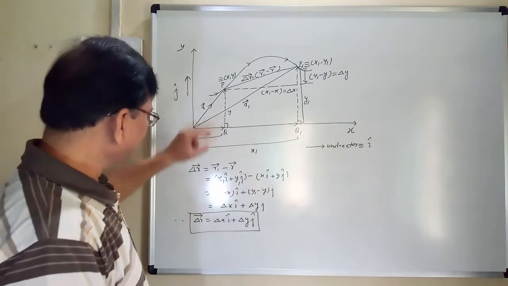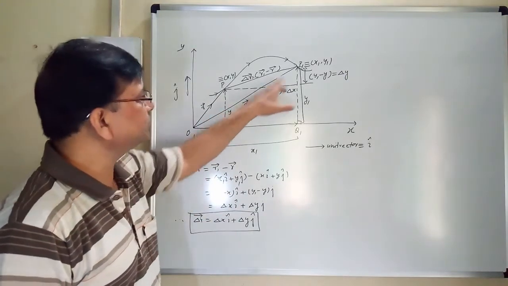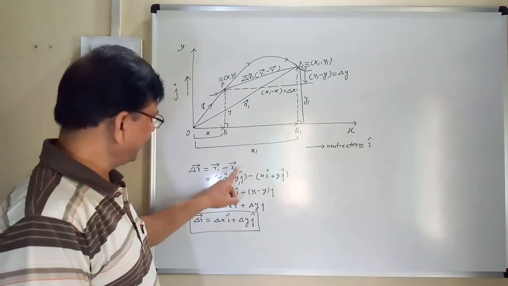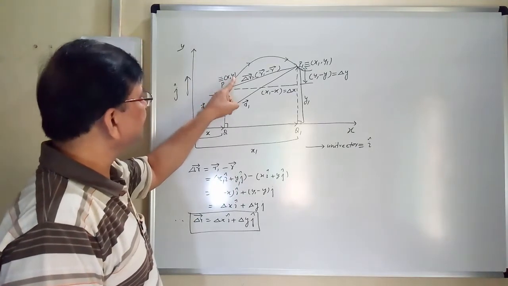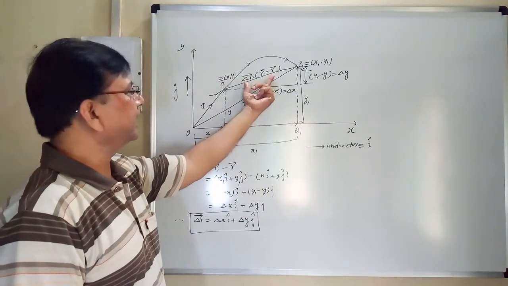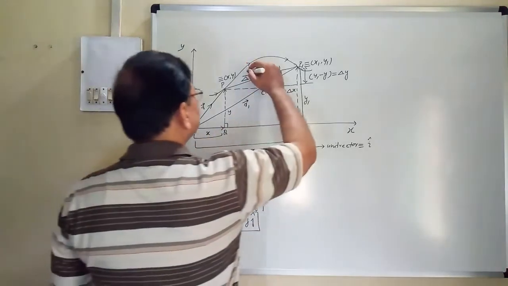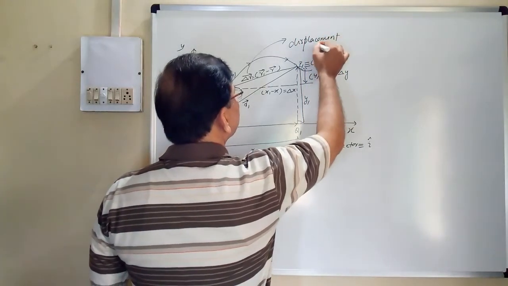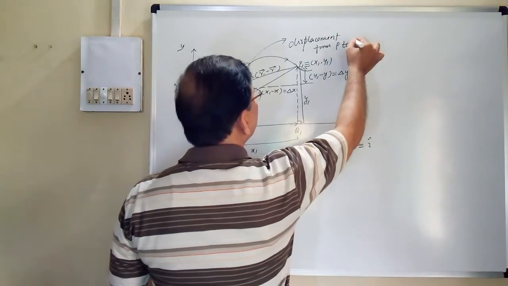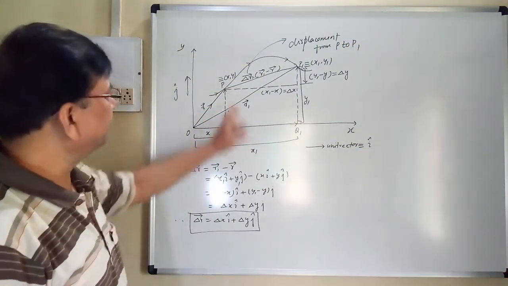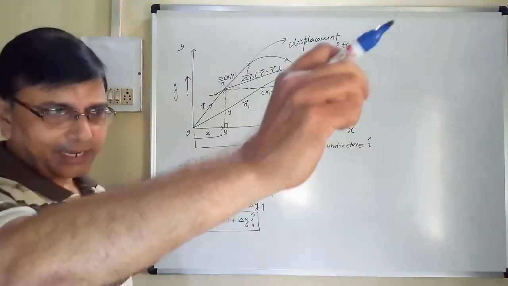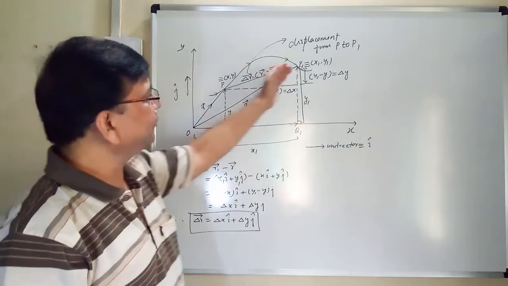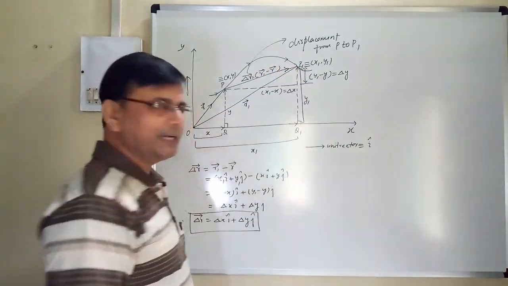Accordingly, the position vector R1 is equal to x1 i plus y1 j, and R vector is x i plus y j, and this is delta R, right? This is called the displacement from P to P1. The object has moved from P to P1. So displacement is directly one straight line I have drawn from P to P1. That will be the displacement, and in the vector form, this is the displacement vector.